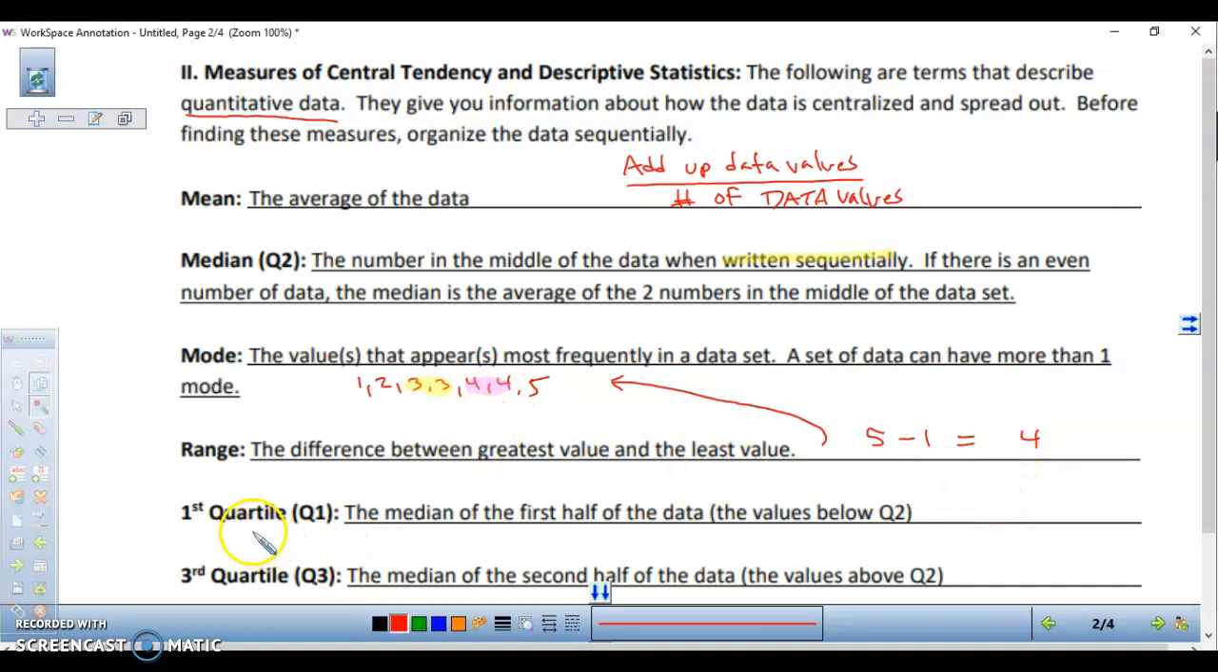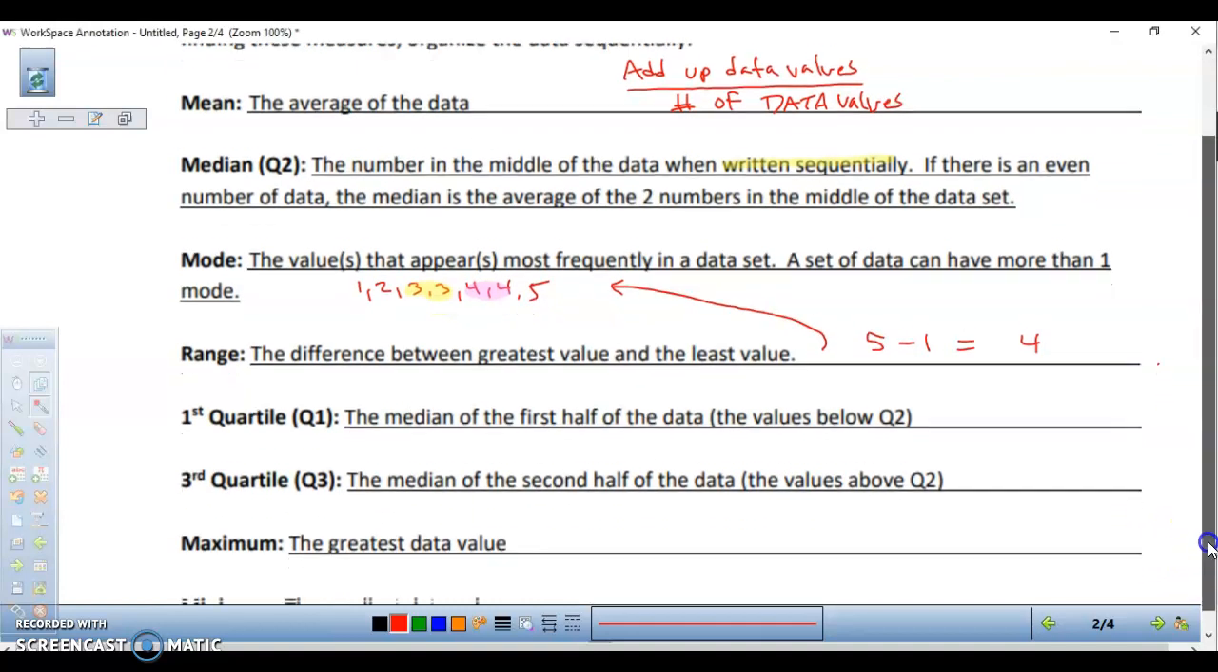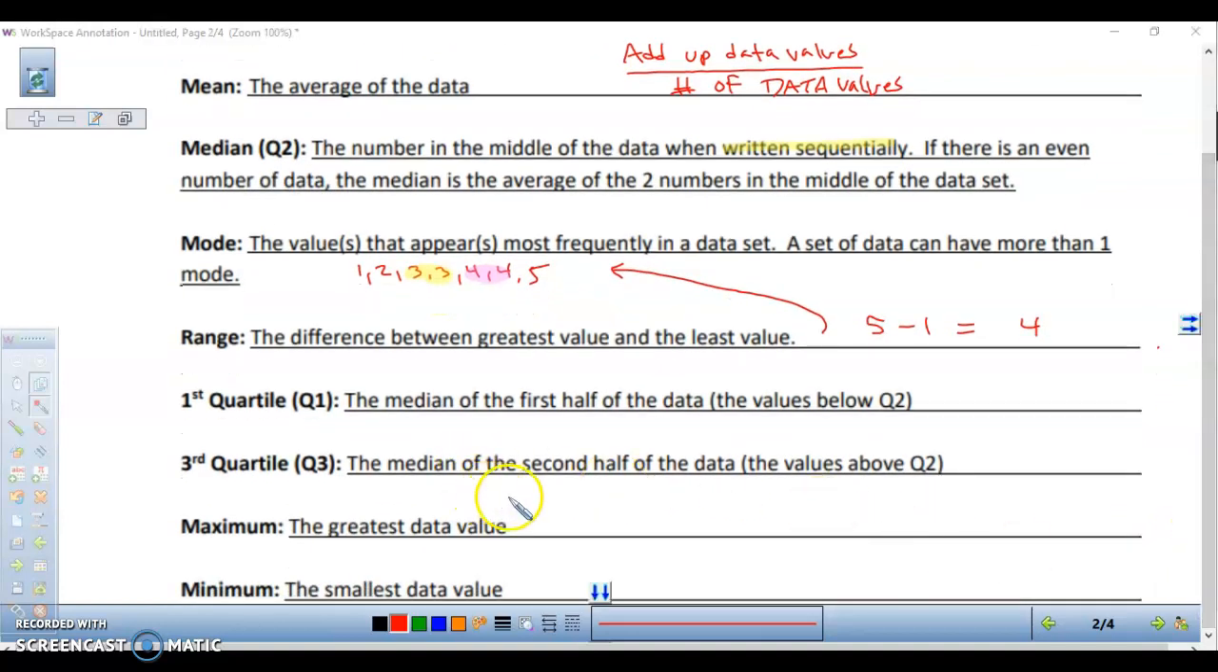All right. The first quartile is the median of the first half of the data. And when I say first half of the data, I mean the data values that are below the median, below Q2. And Q3 is the median of the second half of the data. And when I say second half of the data, it's the data values above the median or above Q2. And in just a minute, we'll do some examples, and that'll make more sense to you once we do it. And the last two things here are maximum, which is pretty obvious, it's just the biggest value, and minimum is the smallest value.